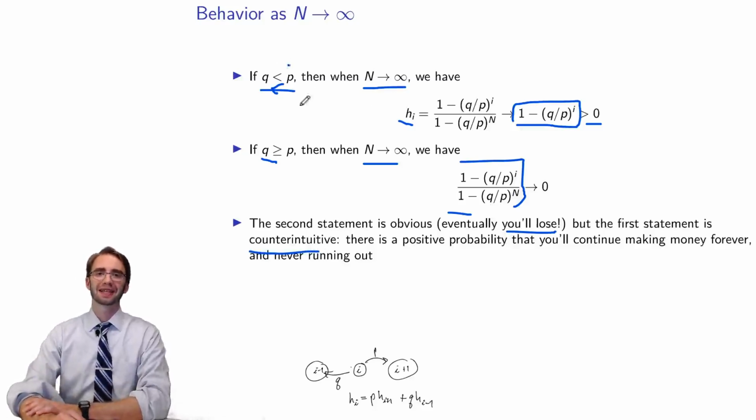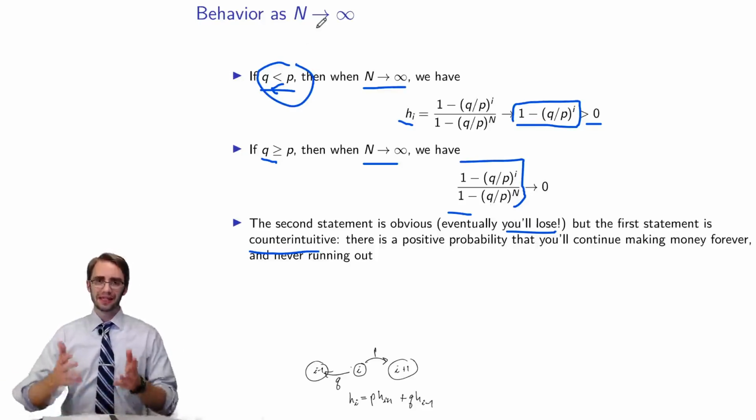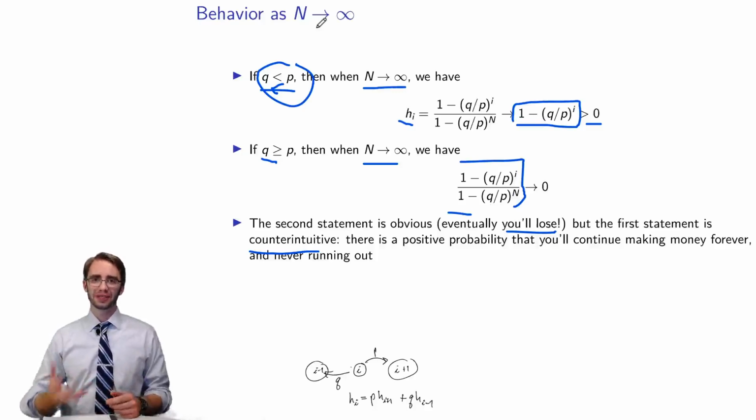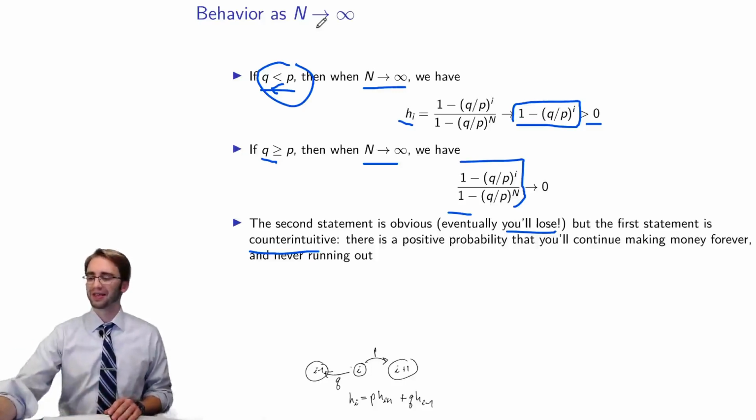If I have a game that's actually favorable to me, this says that there's a positive probability that if I just keep playing until the end of the universe, I can play the game forever and never go broke, which is kind of unsettling to a lot of people, because you're talking about an infinitely long time span over which you somehow continue making money forever and never go broke, which is not something you usually expect to happen. Strange things happen at infinity.